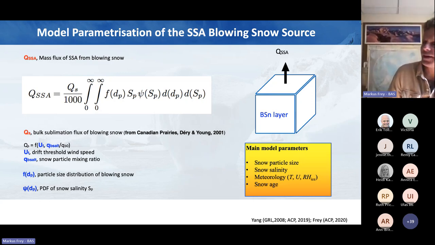And just to say, the parameterization in the model is a little bit more complicated than the classic parameterizations of sea spray, for instance, which depends on wind speed and temperature. Here, for the blowing snow, important model parameters are also snow particle size and snow salinity, and then of course temperature, wind speed, relative humidity, and to a third order also snow age, describing a little bit the sintering of snow and the reduced mobility as snow ages. So these have to be input into the model to get an estimate of the mass flux of sea salt aerosol from that mechanism.